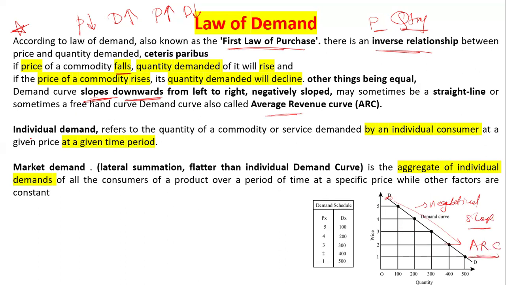Individual demand refers to the quantity of a commodity or service demanded by an individual customer at a given price in a given period of time. And now what is market demand? Market demand is an aggregate of the individual demand of all the consumers of the product over a period of time at a specific price, while other factors are constant. Other factors like PESTLE: political, environmental, economic. These other factors do not affect the demand.